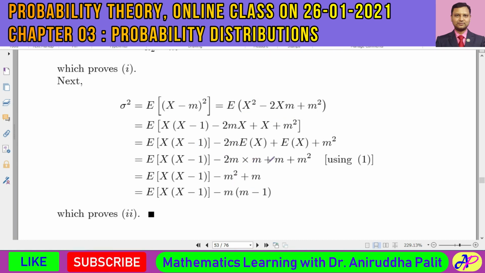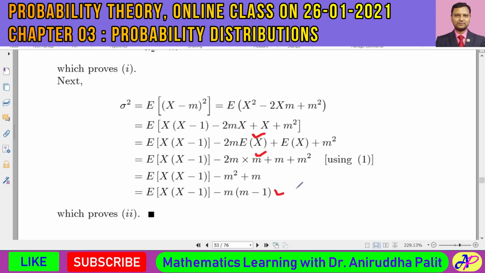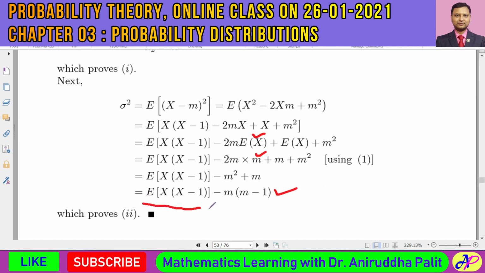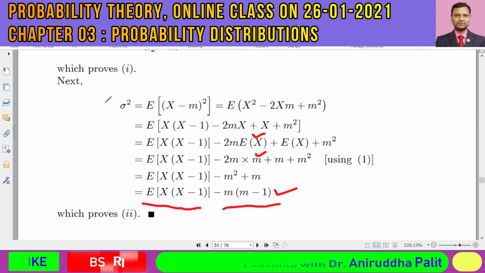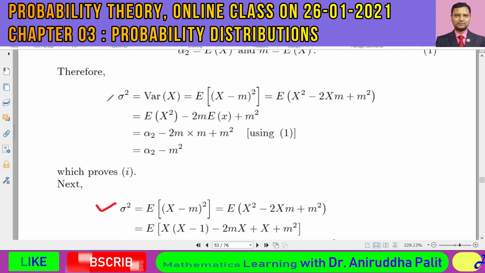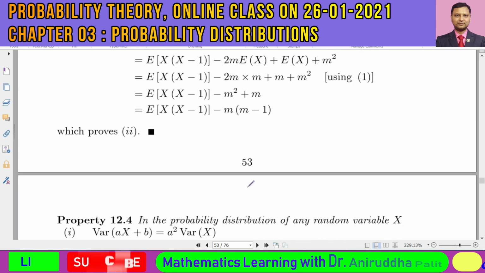And then you take the expectation over here. Expectation of x is equal to m has been put, and after computation it becomes simply expectation of x into x minus 1 minus m into m minus 1. So sigma square can be written in this way. And in the computation of standard deviation of different distributions, we shall use either this formula or this formula according to our convenience. Sometimes we shall use this first formula, sometimes we shall use this second formula, these two formulas as the working formulas for computation of standard deviation.